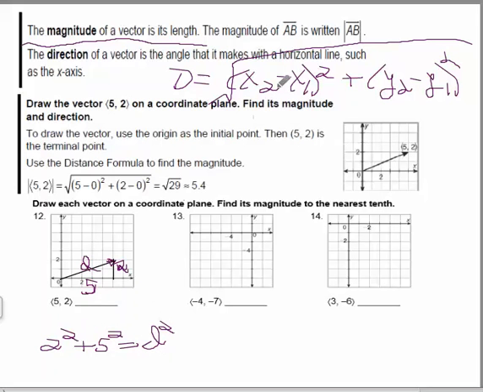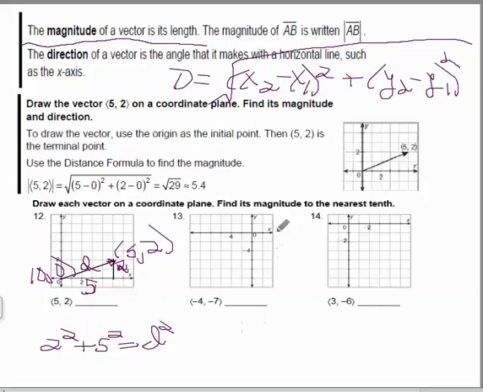Or you can use the distance formula. The coordinate of this point, of course, is (0, 0) over here, and this point is (5, 2). So you're going to take 2 minus 0 squared and 5 minus 0 squared. So you're going to end up with the same thing. And then take the square root.